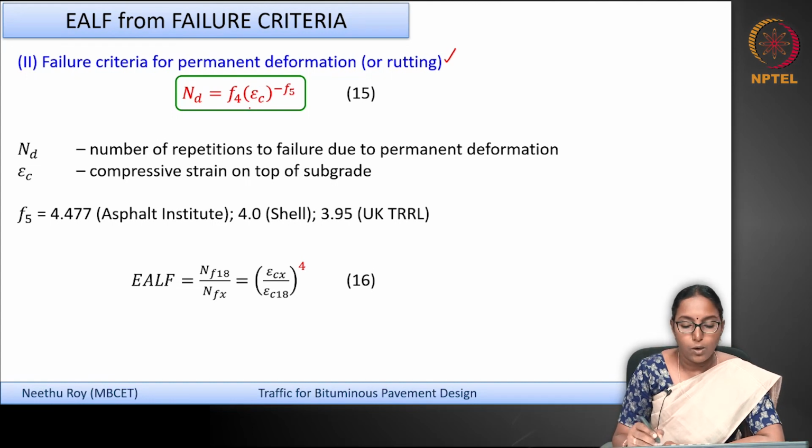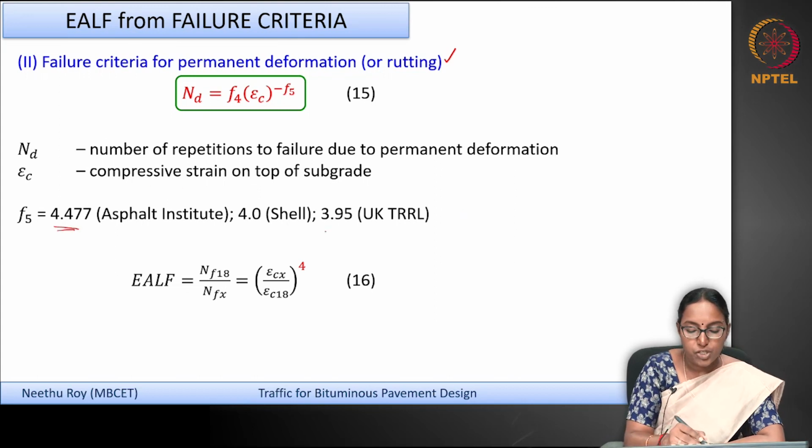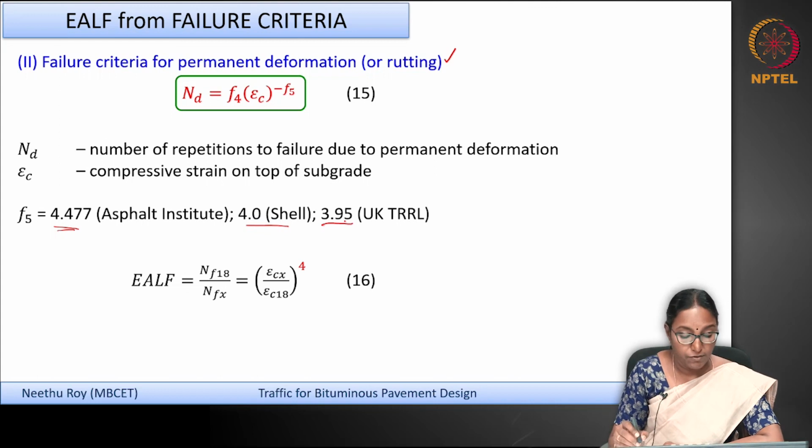Okay. Now different studies have found different coefficients or values for these F4 and F5 parameters. The Asphalt Institute has given a value of F5 as 4.477, Shell has given a value of 4, and the UK Transport and Road Research Laboratory has given a value of 3.95.